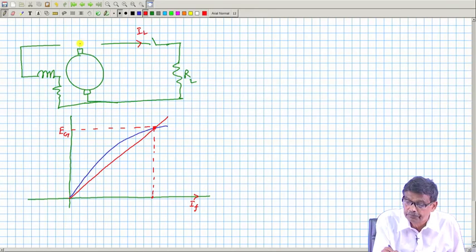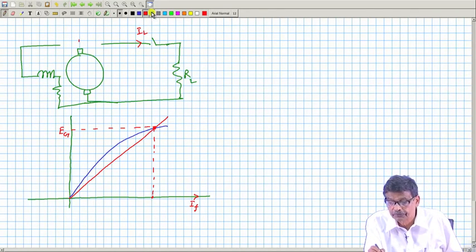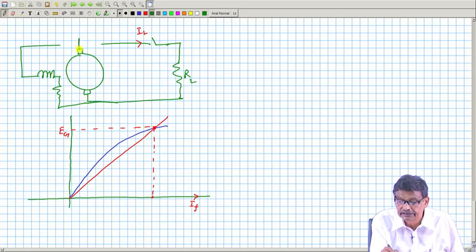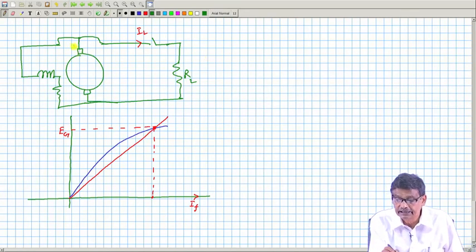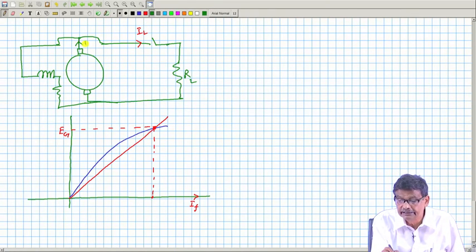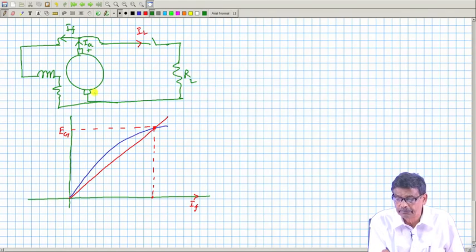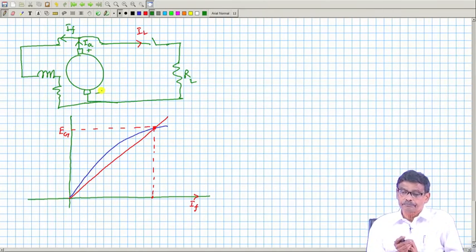Suppose I show this branch also, then it will be much more clear. This is the thing. I will parallel them. This is I L, this is I A, and this is I F, assuming polarity of the induced voltage this side plus, this side minus.